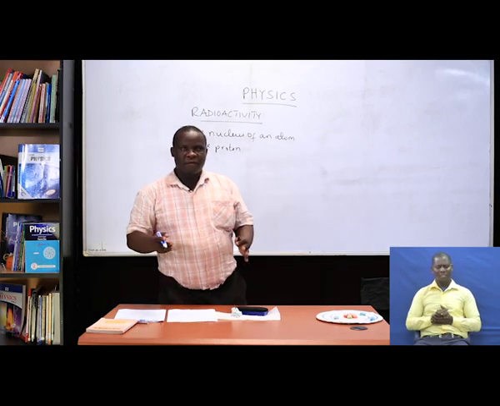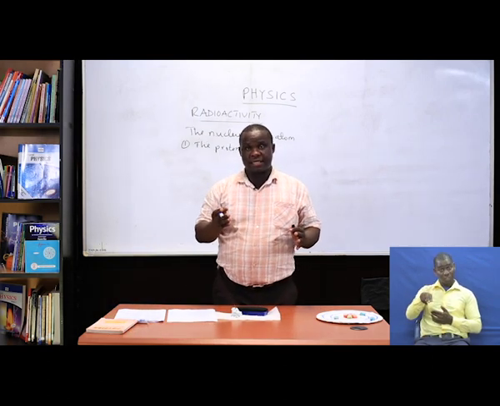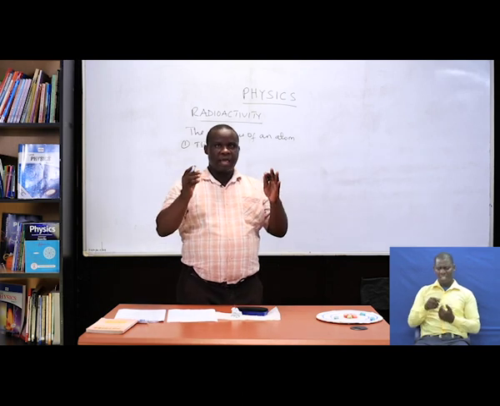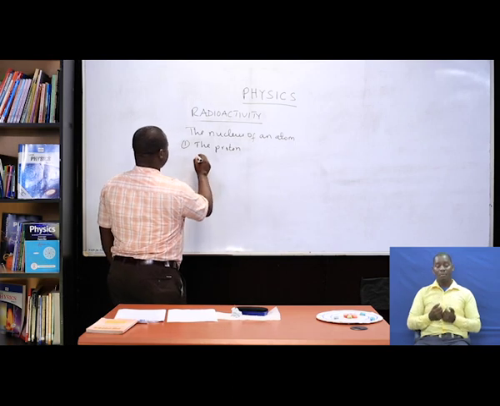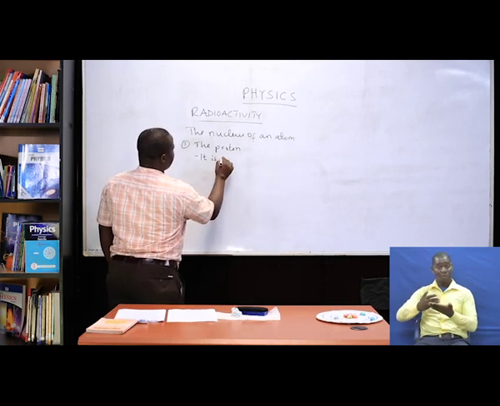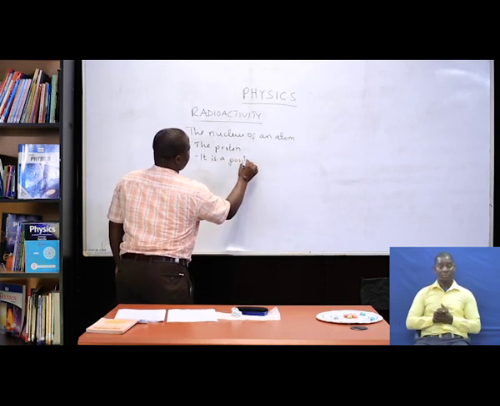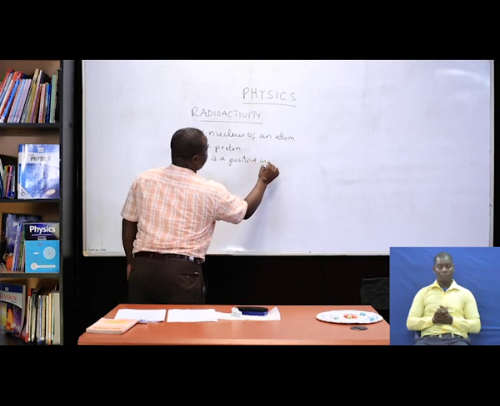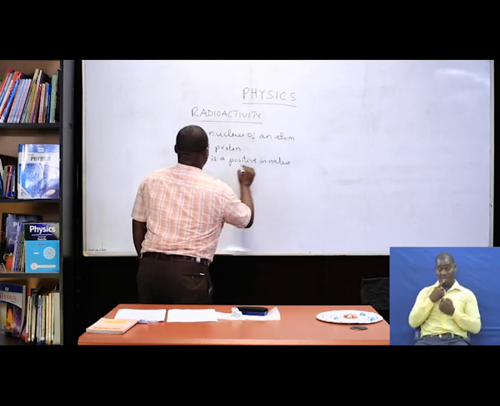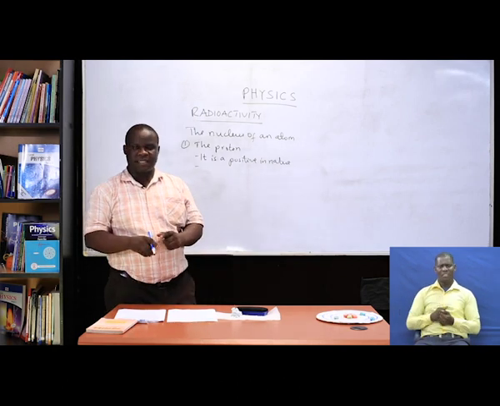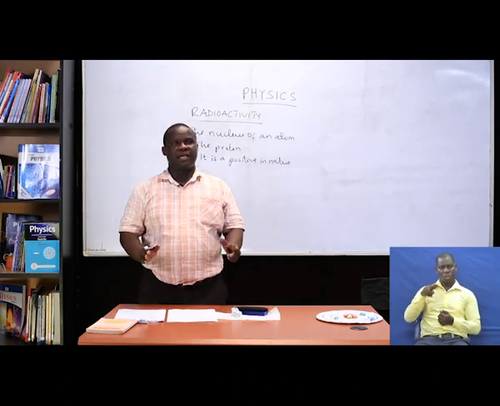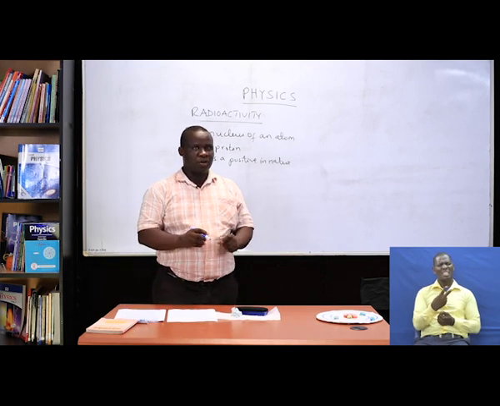A proton, first, is a positive particle. It is positive in nature, we say. But furthermore, a proton has a mass of approximately 1.673 times 10 to the negative 27 kilogram.